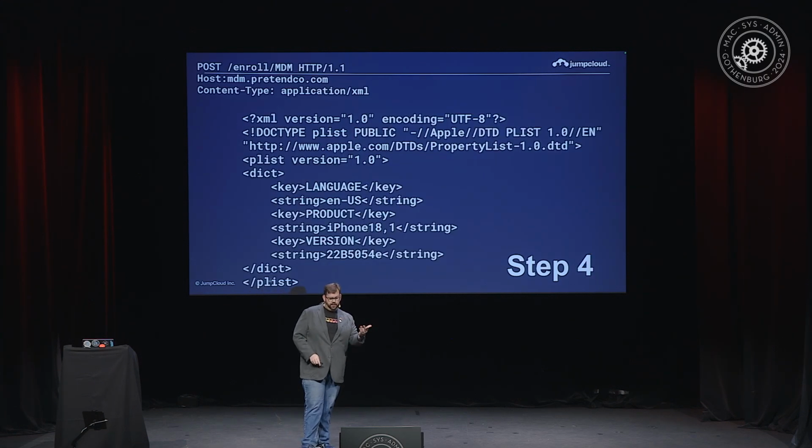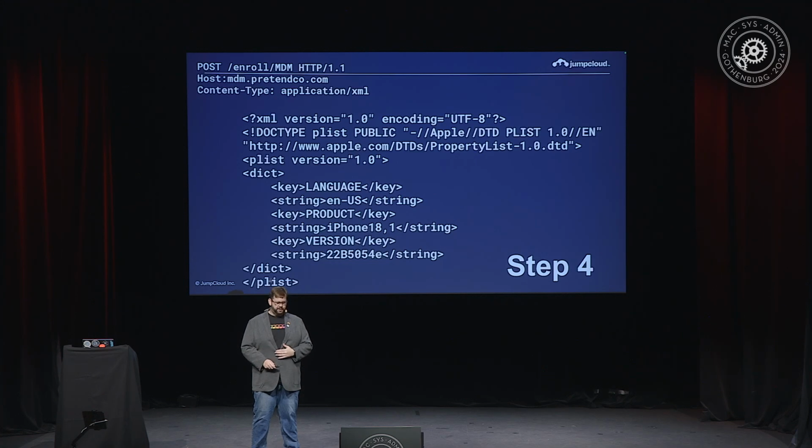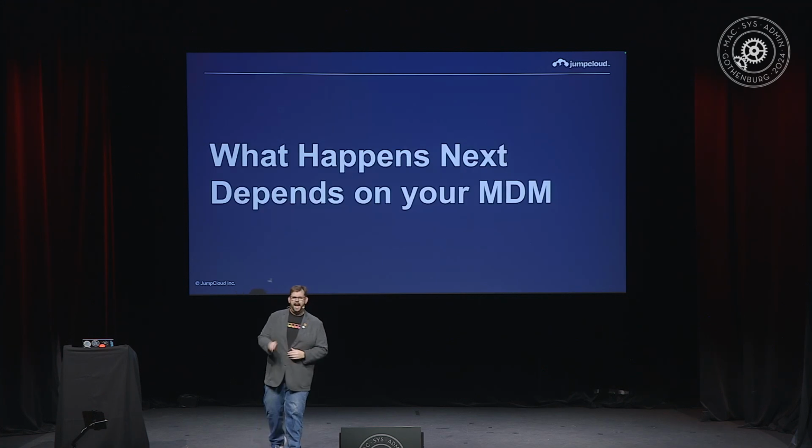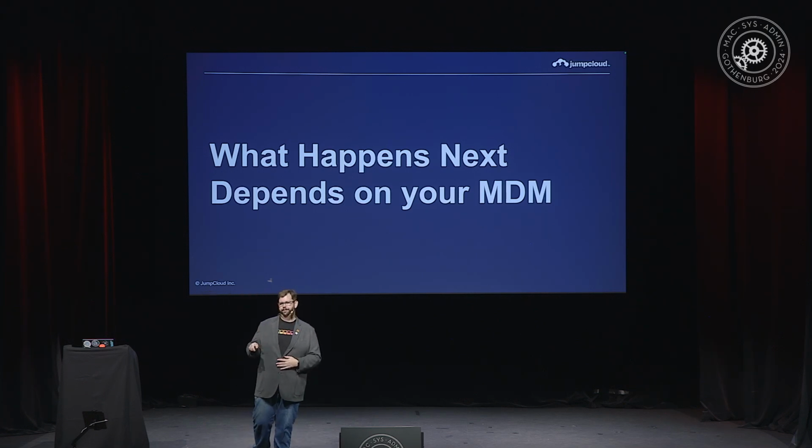In this case, the flow is exactly the same. We're going to send that enrollment parameter. We're going to send that XML plist that's going to tell us everything that the MDM needs to know. What happens next, which is to say post-service discovery, depends on your MDM.